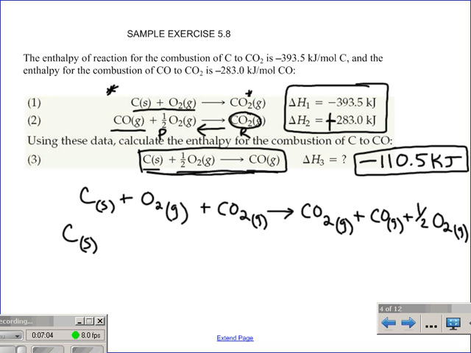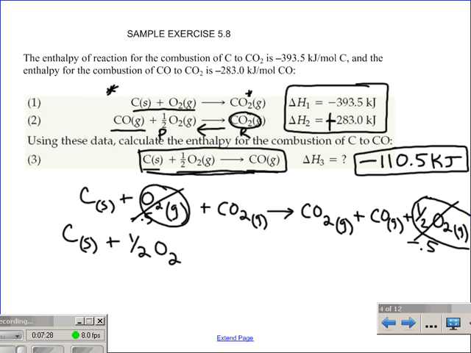Now we need to take a look at oxygen. I have an oxygen here, and I have a half an oxygen over here. All right, so now it's kind of like simplifying an algebraic equation. I'm going to subtract 0.5 oxygens from this side and subtract 0.5 oxygens from this side. When I do that, I get half an oxygen left on this side, and the rest cancels out. Okay, so we're done with oxygen. CO2, I have a CO2 over here, I have a CO2 over here, cancels. So that takes care of the reactants. Now all that's left on the product side is carbon monoxide gas.